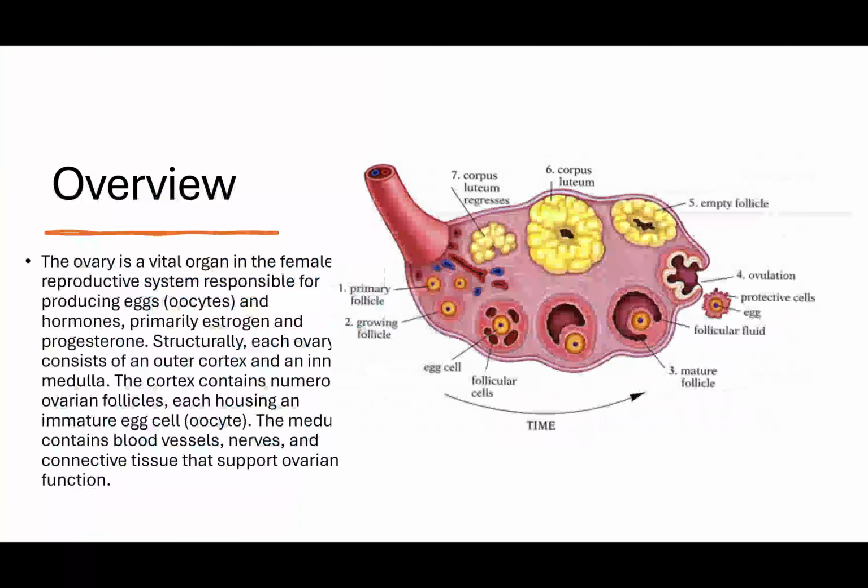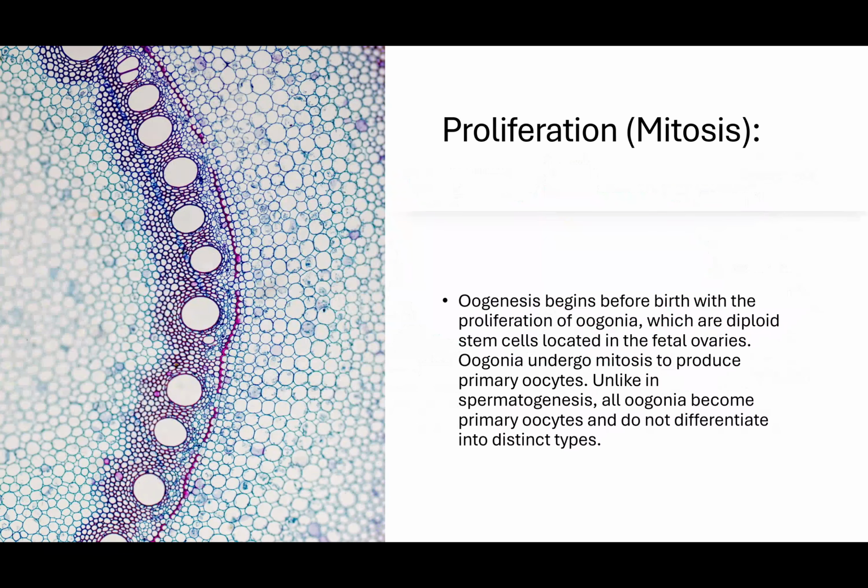So let's have a look. Proliferation via mitosis. Oogenesis begins before birth, while the baby is still a fetus. Her body is preparing itself for reproduction before birth. So you have the proliferation of oogonia, which are diploid stem cells located in the fetal ovaries. The oogonia undergo mitosis to produce primary oocytes. Unlike spermatogenesis, all oogonia become primary oocytes and do not differentiate into distinct types.